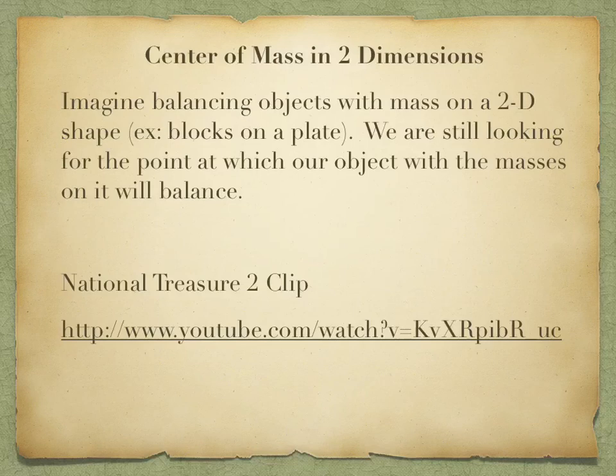Now, where we're moving in our next class is to take a look at doing this on a two-dimensional shape. So some example of like blocks on a plate. So if we had a plate and we put different blocks on it, we would still want to be figuring out where we could place a point and balance our plate on that. So we're going to take a look at an example of that next time.